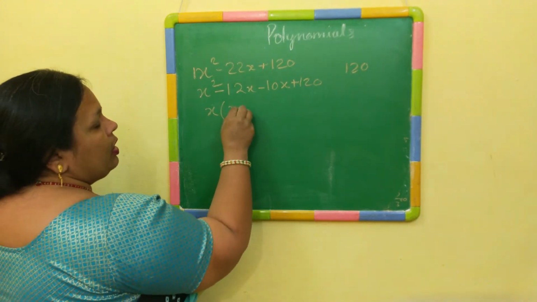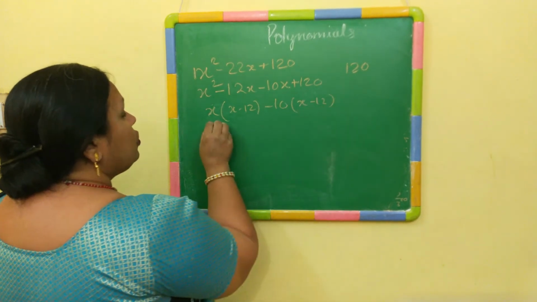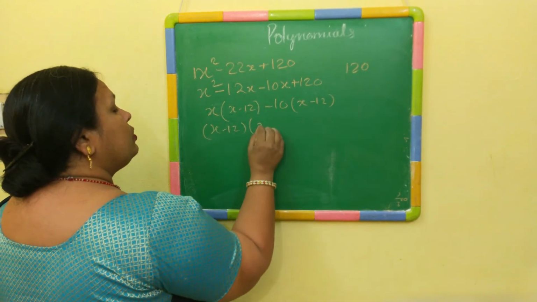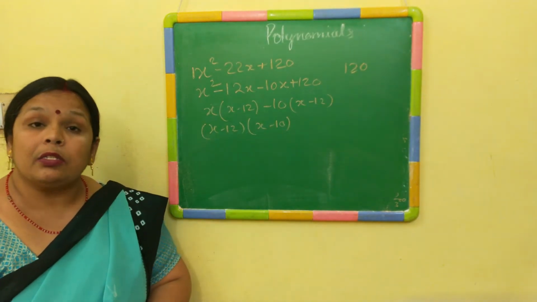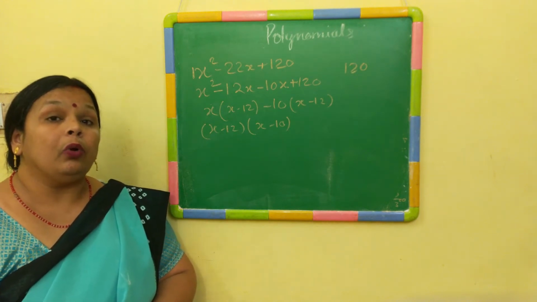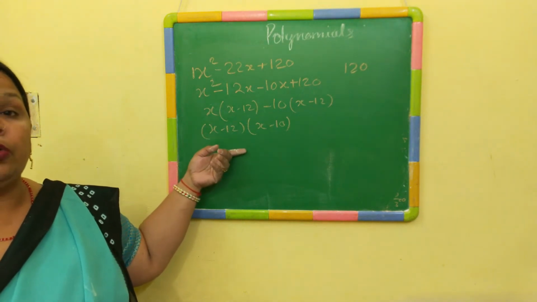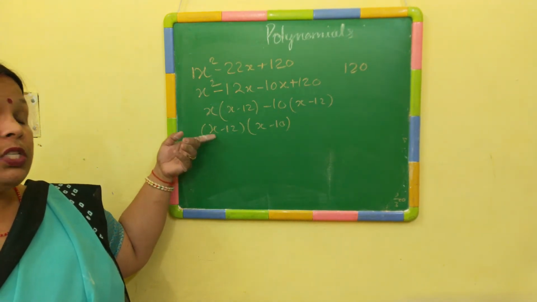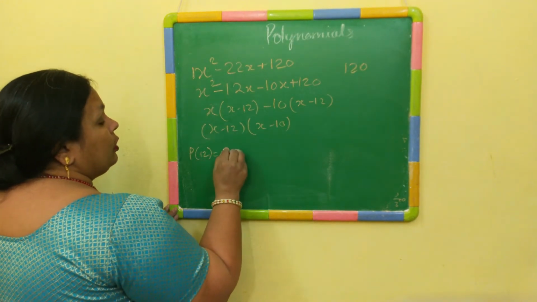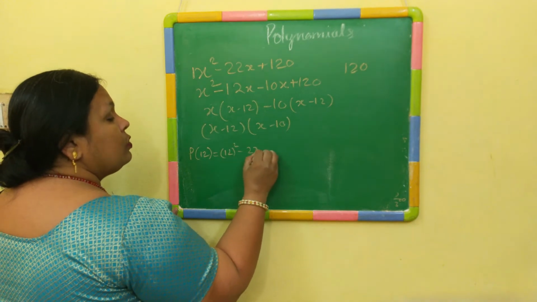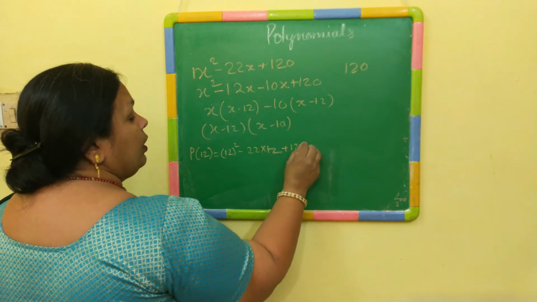x taken common, x minus 12, minus 10 taken common from this, x minus 12. So here quickly we can see that x minus 12 and x minus 10 are factors. If x minus 12 and x minus 10 are factors, what will be the value of P of a? As I have shown, x minus 12 will be equated to 0. Now x is to be substituted by plus 12. So P of 12 will be 12 square minus 22x, that is 22 into 12, plus 120.